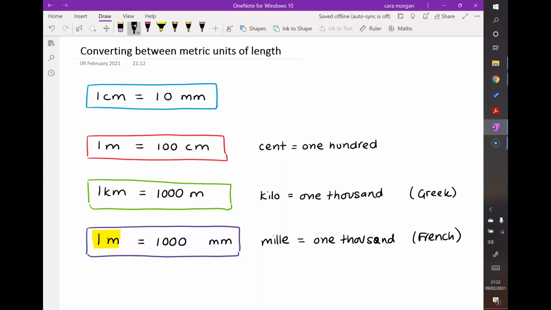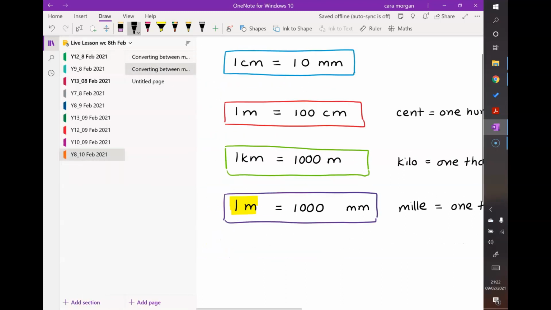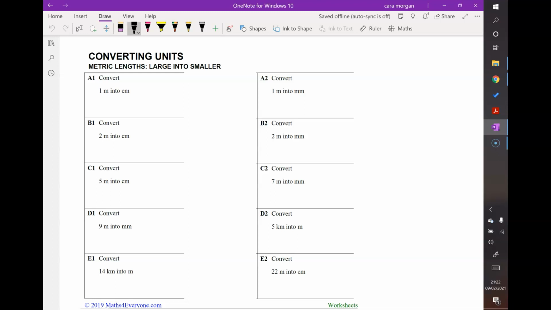So now you've got those facts all written down, I'm going to give you some questions that I'd like you to have a go at. So can you convert all of these into the correct unit that it asks for? Please press pause while you do so. Thank you.